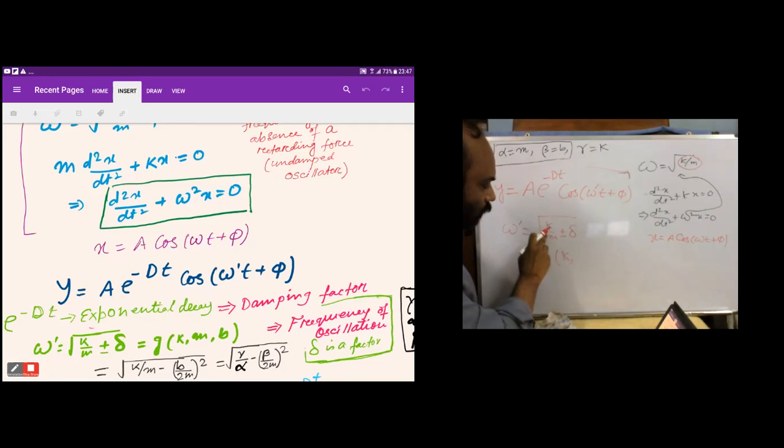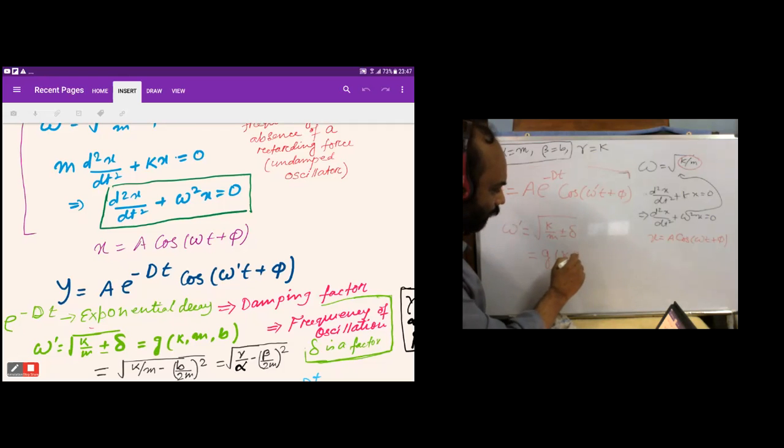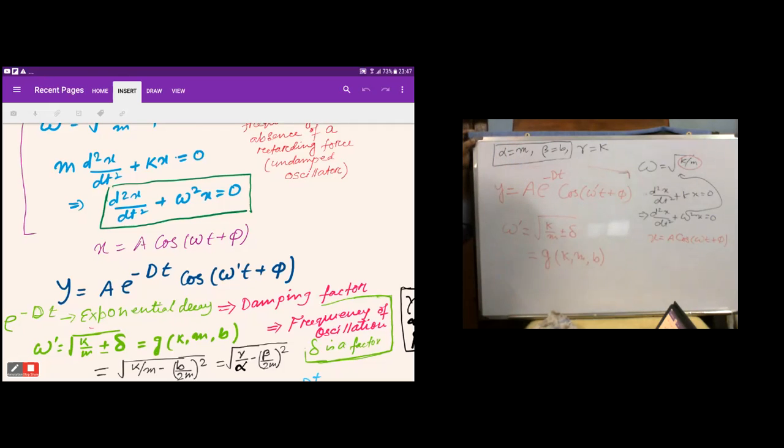spring constant or force constant K, mass is there, and the damping factor, strength of damping B. So we can write basically this is nothing but function of G. Our K is gamma, M is alpha, B is beta. So our angular frequency must be a function of gamma, alpha, and beta.